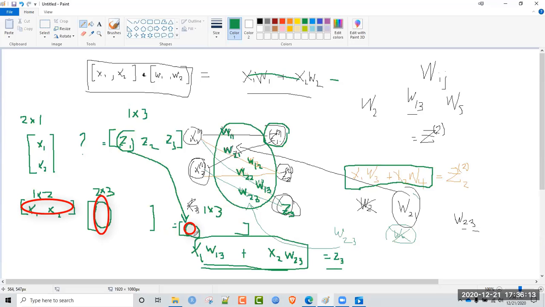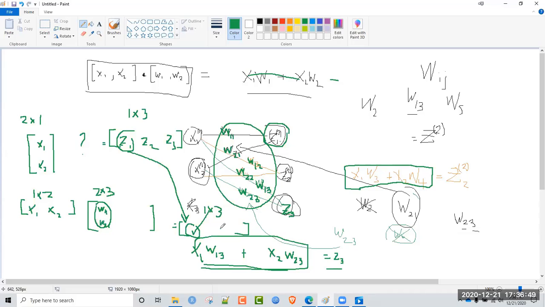This times this gives me this, right? So what does this have to have in it to make it work for this? W11. This has to be W11. And what does this have to have? W21. Yeah, and then it's going to work, at least for that first Z element. It's going to work, because when we do this, this is going to be x1 times this, which is what we wanted, and then x2 times this, which is also what we wanted. So that works at least for this element.